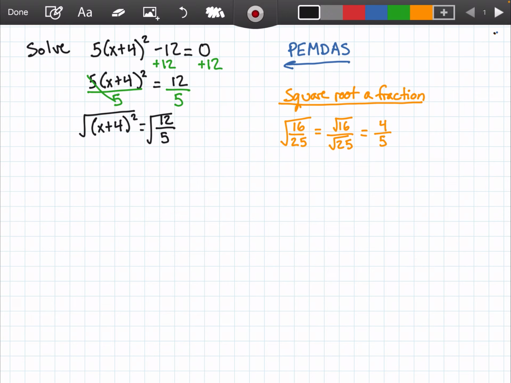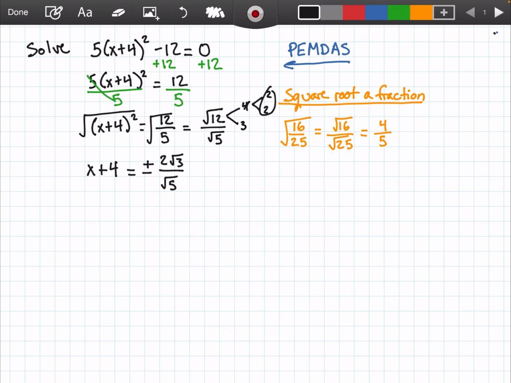So we are back to taking the square root of the fraction. I'm going to be left with x plus 4 on my left. So this is going to be the square root of 12 over the square root of 5. Because I took a square root, I'm going to put plus or minus. Square root 5 doesn't simplify, but square root 12 does. That's 4 times 3, 2 and 2, so this is 2 square root 3 over square root 5.